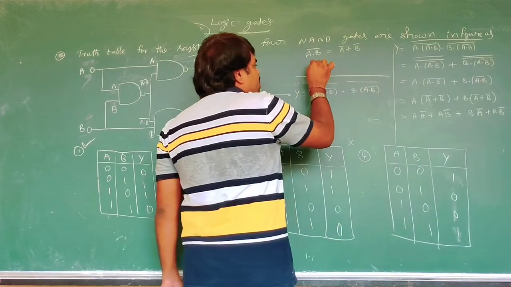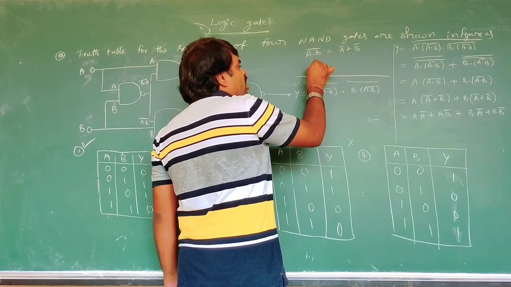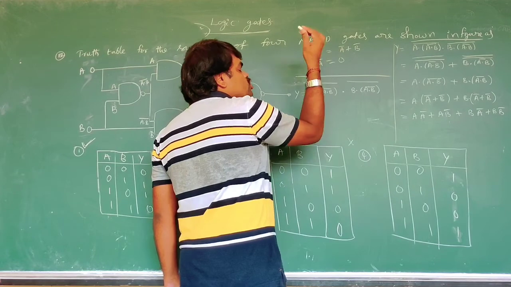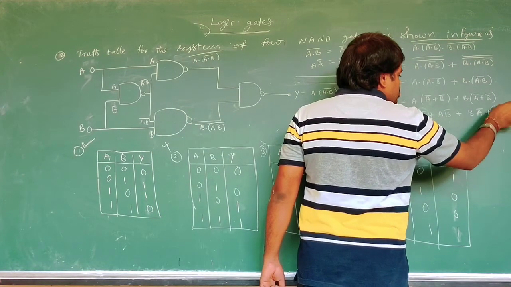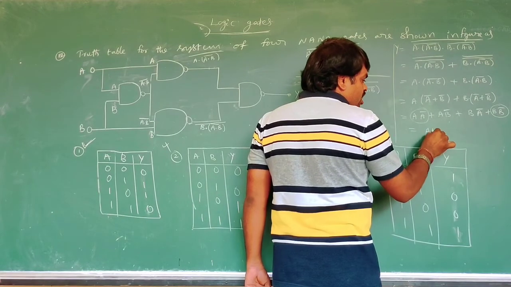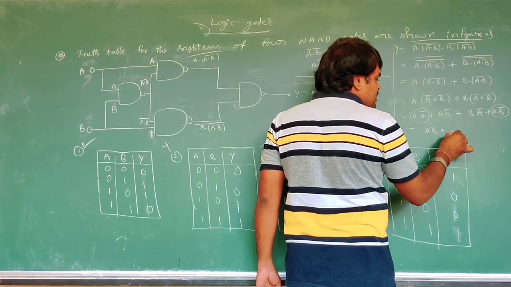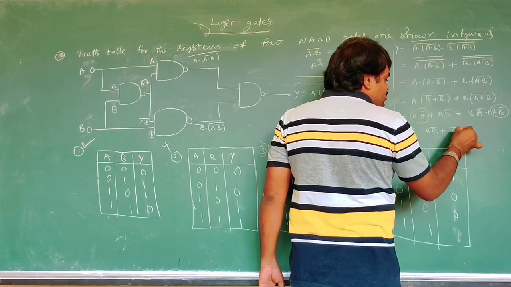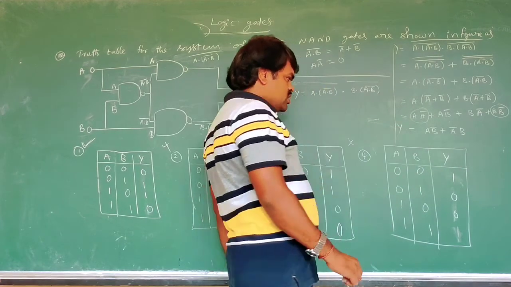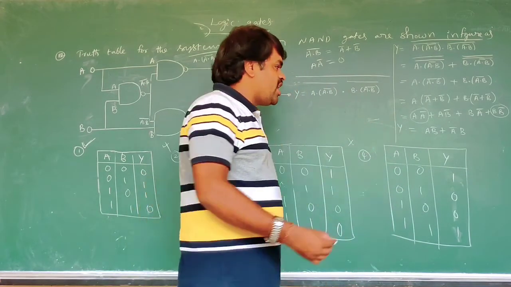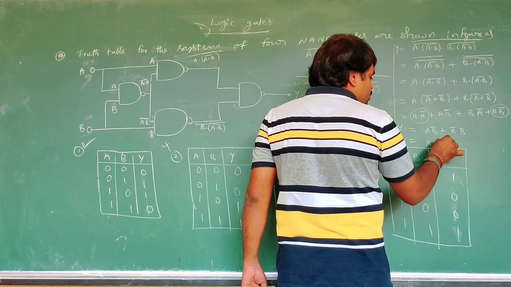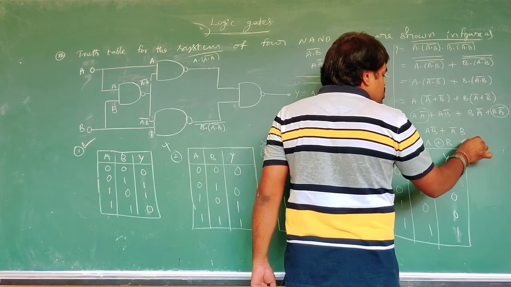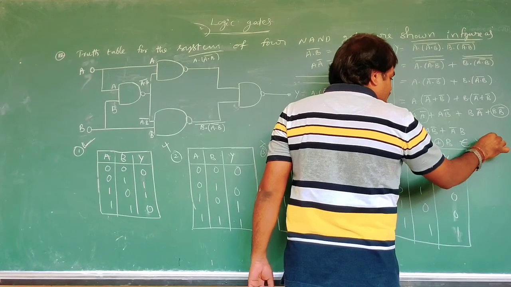We know the AND operation. A dot A bar is equal to 0. Now this will be 0. This is also 0. What remaining? A dot B bar plus A bar dot B. This is the output. The output of it is represented as what? XOR gate. That's why A plus B. It belongs to the XOR gate.